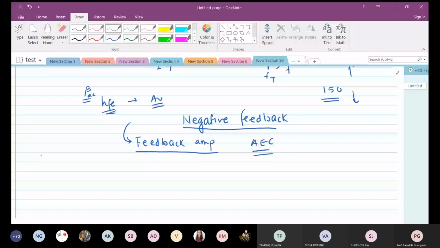So I think we are running out of time. But let me see if I can tell you something about the feedback amplifiers also. But that may confuse you. So I don't really want to mess up your concepts. So probably in the next lecture in the beginning, I will talk about the feedback amplifiers.